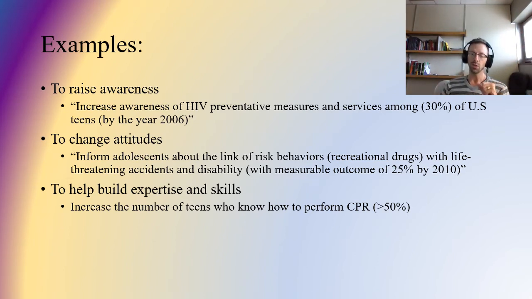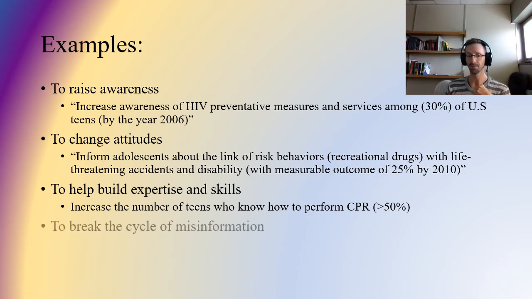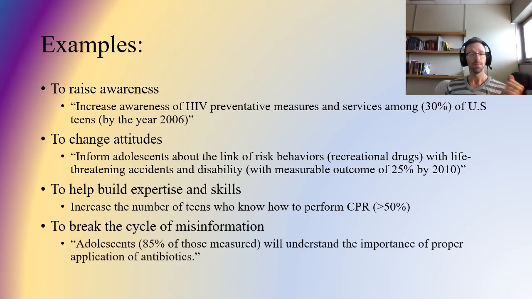So these communication objectives should be discussing who should do what and when they should do it by. Remember the textbook's discussion of the SMART objectives, which we'll get into in a moment. Here's another example. To break the cycle of misinformation, maybe we want 80%, 85% of those measured in adolescents to understand the importance of proper application of antibiotics. Again, fairly specific, concrete, who's doing what and when.